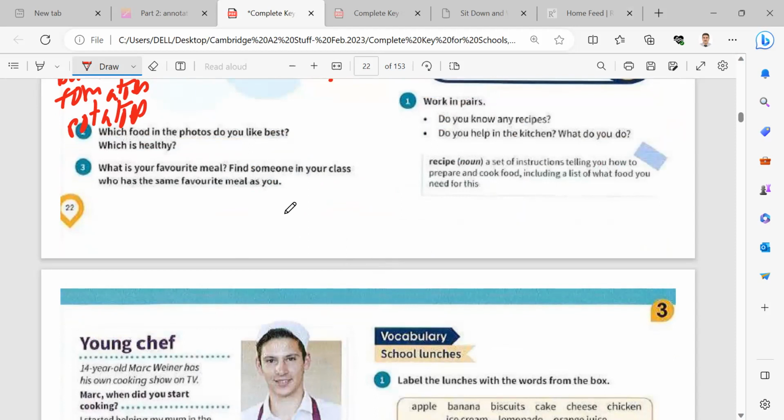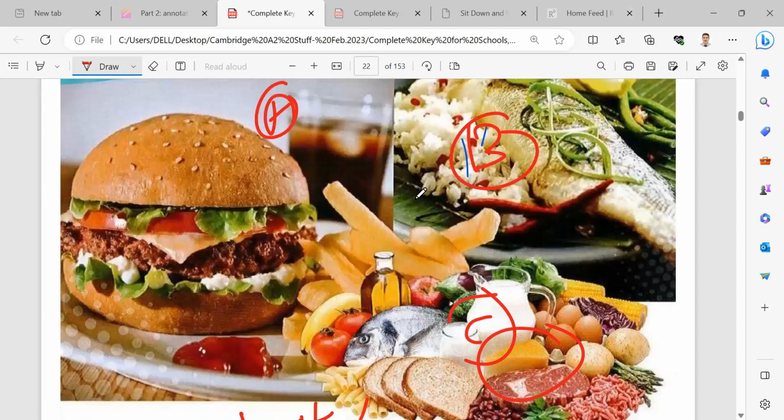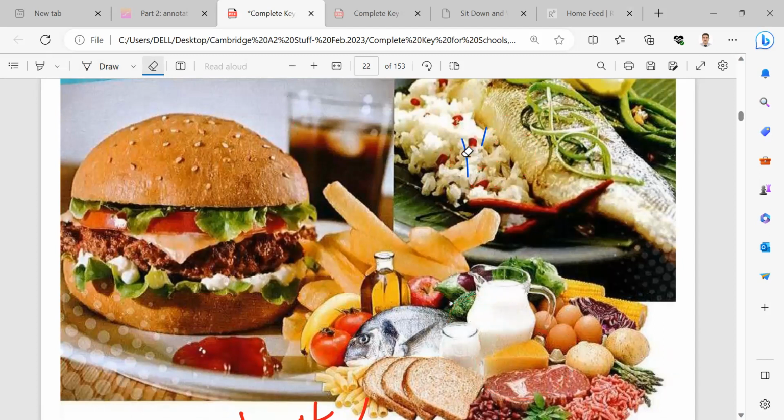Which one you don't like? This is what you like. Which meal you don't like to eat? A. Why A? Because fast food is not good for my body.